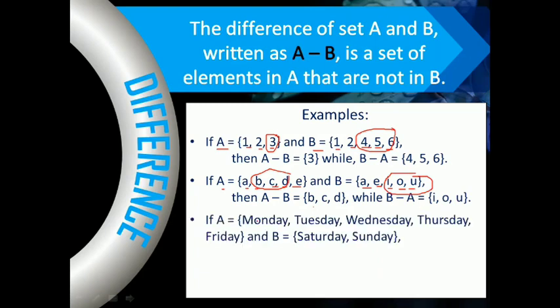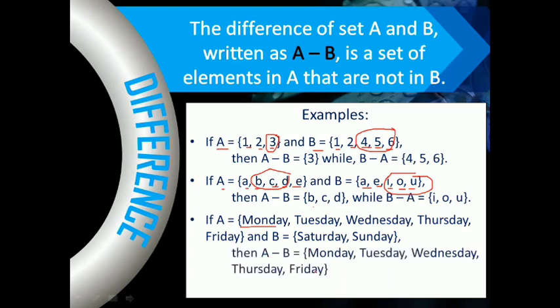Next, if A has the elements Monday, Tuesday, Wednesday, Thursday, Friday, and set B has the elements Saturday and Sunday, then A minus B is Monday, Tuesday, Wednesday, Thursday, Friday. So all these elements in A are not present in B. That is why we write them all in here. And then, B minus A is Saturday and Sunday. Again, Saturday and Sunday are all not present in set A.